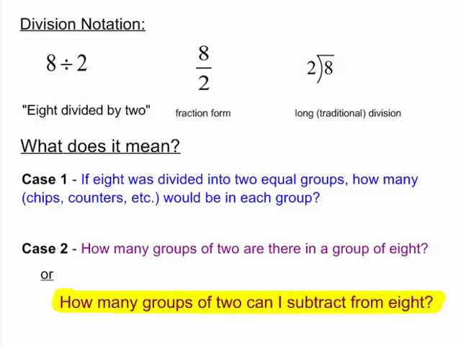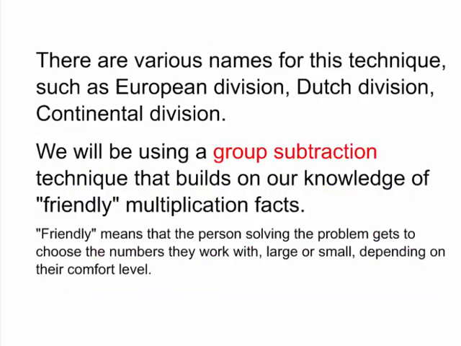Some of the forms that we show division: we have a fraction form, the traditional line with two dots form, and a long division form. In terms of what division means, we're really going to focus on how many groups of 2 can I subtract from 8, or just the whole subtraction model is going to be our big push today. There are various names for this, sometimes called European division, Dutch division, Continental division. I'm going to call it group subtraction. So that's going to be our approach today.